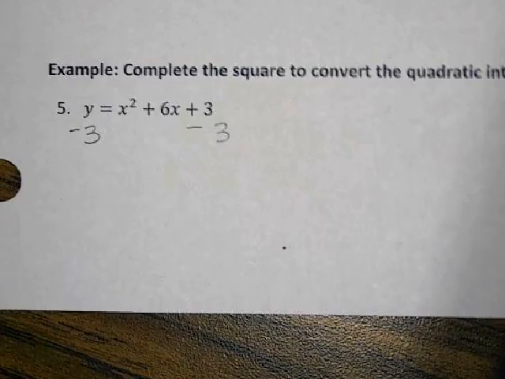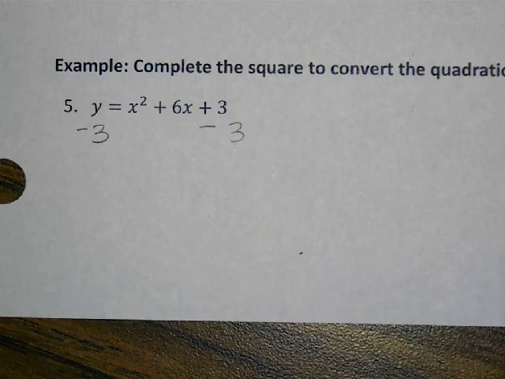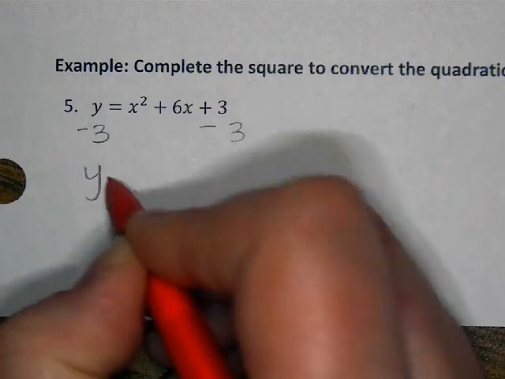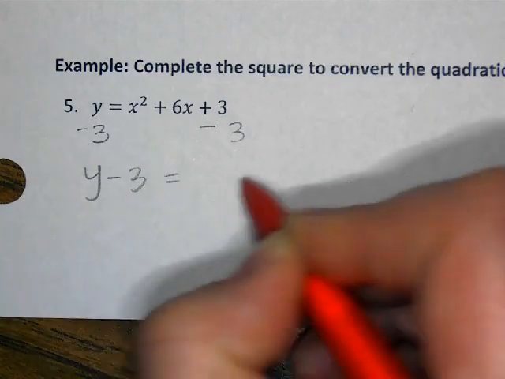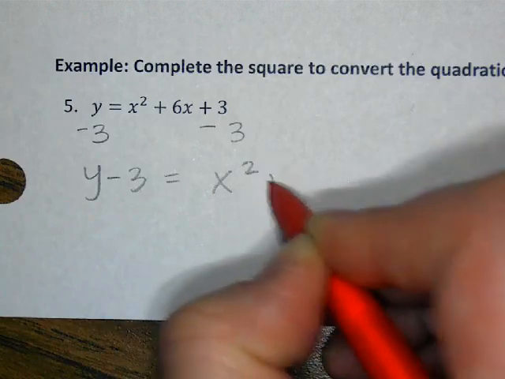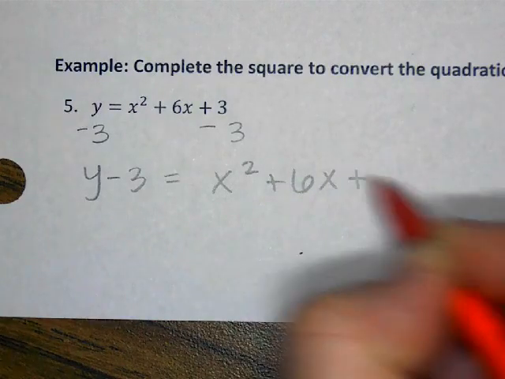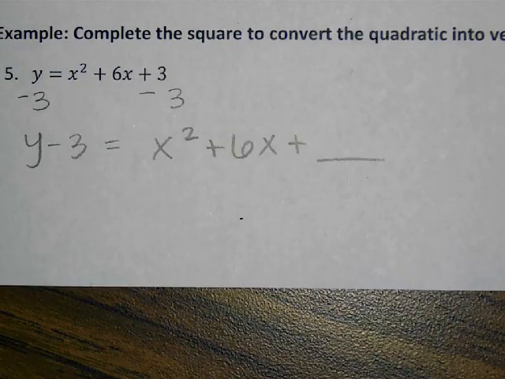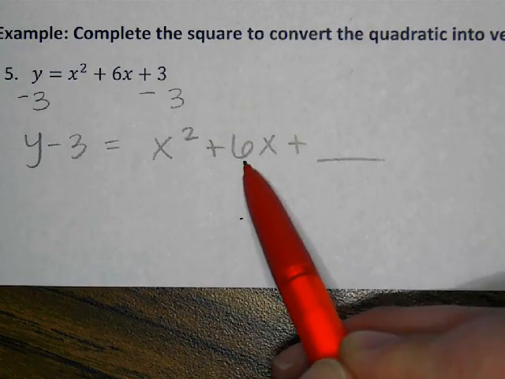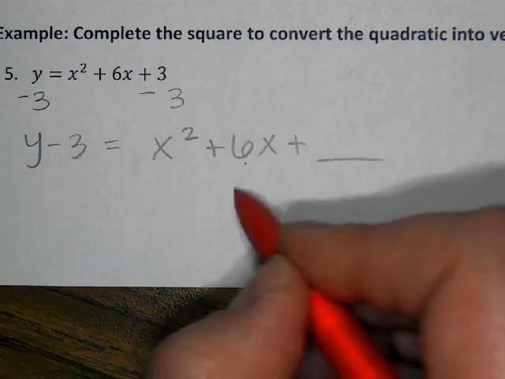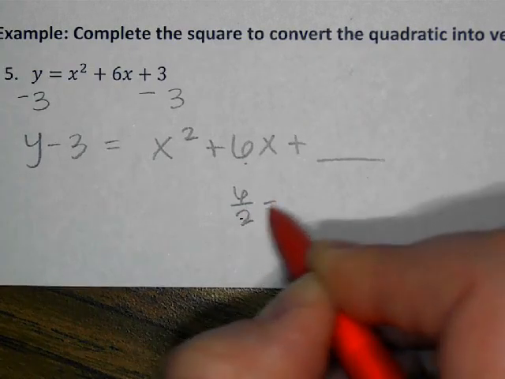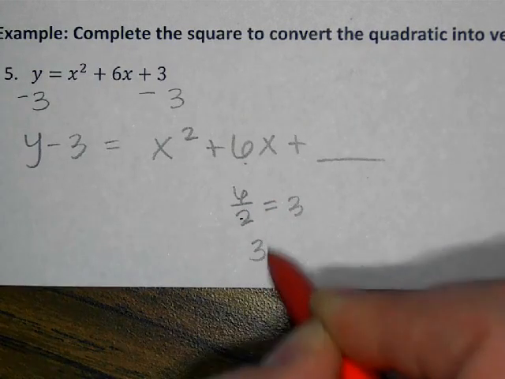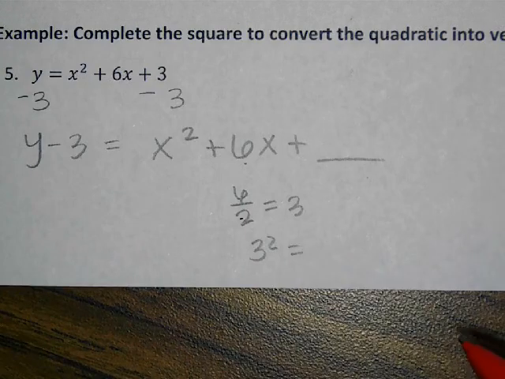Okay, so I have y minus 3, and now I'm going to say x squared plus 6x, and I'm going to leave a blank so I can put the number that I want there. So what do I do with this? Okay, 6 divided by 2 is 3. 3 squared is 9. Okay, so 9 is the number that I wanted.